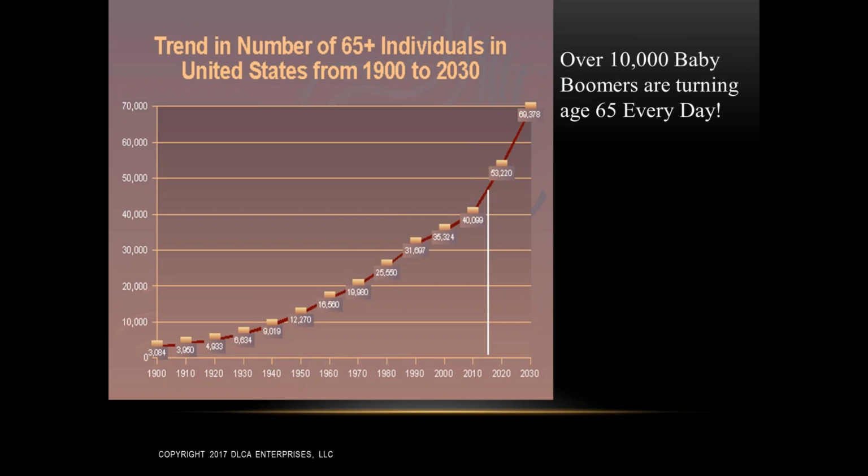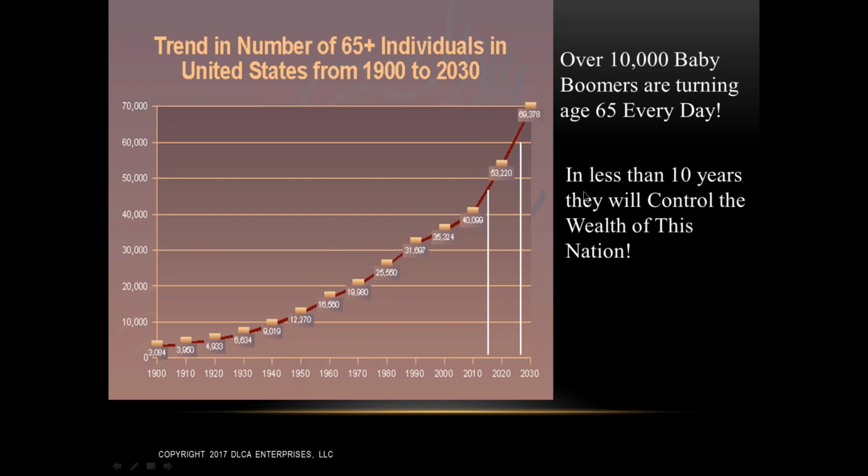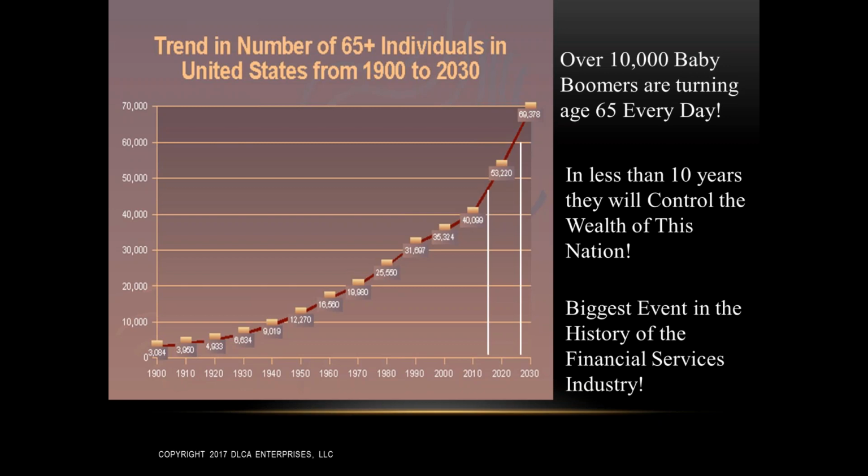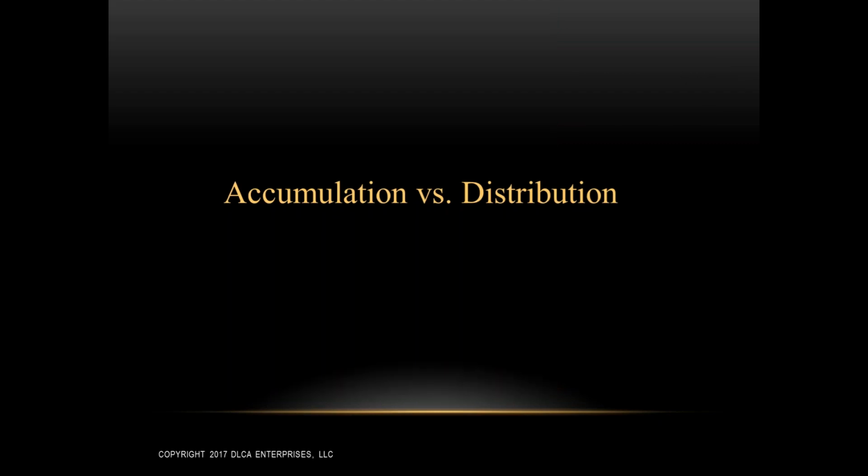We got 10,000 boomers turning 65 every single day. And in less than 10 years, they will control the overwhelming wealth of this nation. So this money's going to go into motion. They're going to be inheriting 401ks, inheriting IRAs, and they're going to need help. And I can't stress this enough. This is clearly the biggest event in the history of the financial services industry.